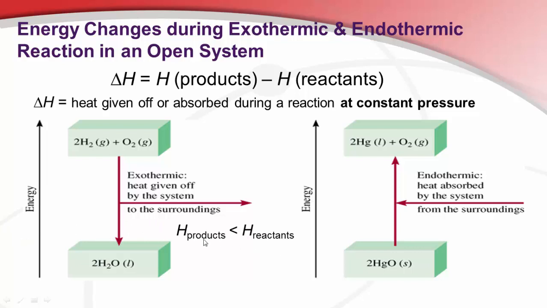So in one case, the energy of the products is less than the energy of the reactants. That energy goes off into the universe, and delta H is less than 0. In the other case, the energy level of the products is greater than the energy level of the reactants, and delta H is greater than 0.